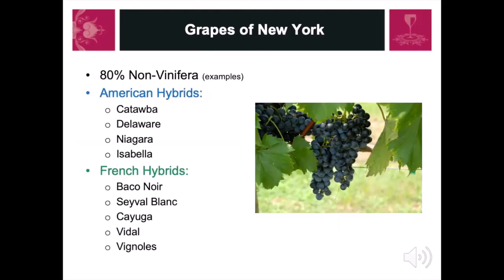Here are examples, everyone, of some of the non-vinifera grapes cultivated in New York. So there's the Catawba, Delaware, Niagara, Isabella. These are all American hybrids. They are non-vinifera, non-European varieties crossed to make a hybrid that will grow and be successful in the climate and terroir of New York. The French hybrids, as you know, are crossed with European grapes.